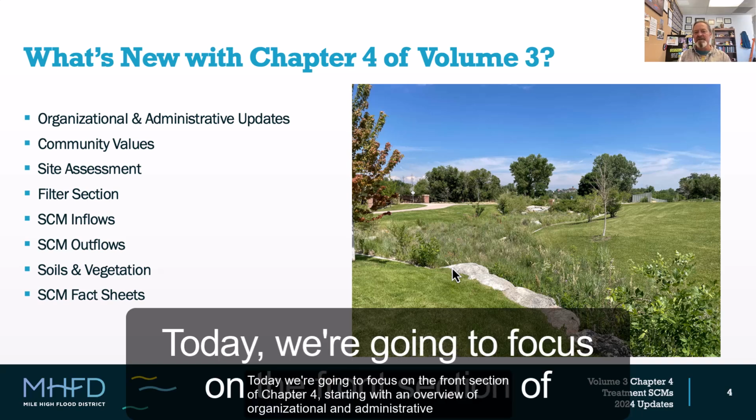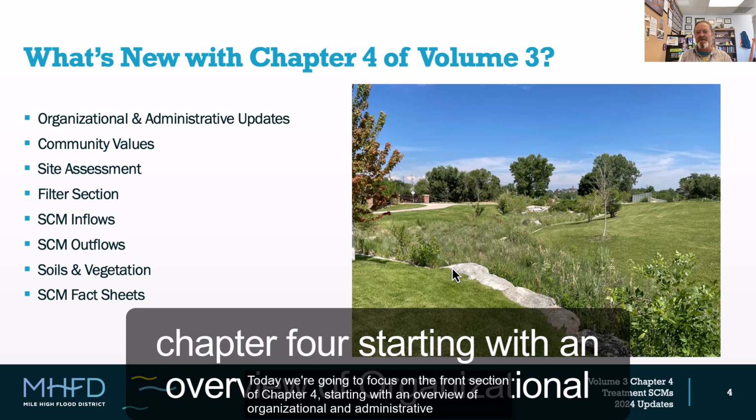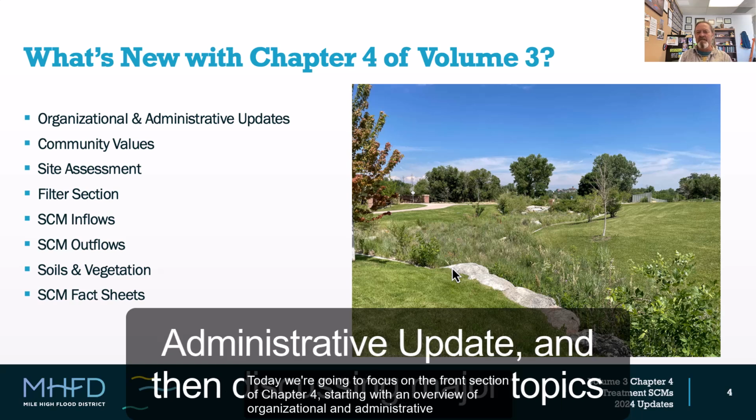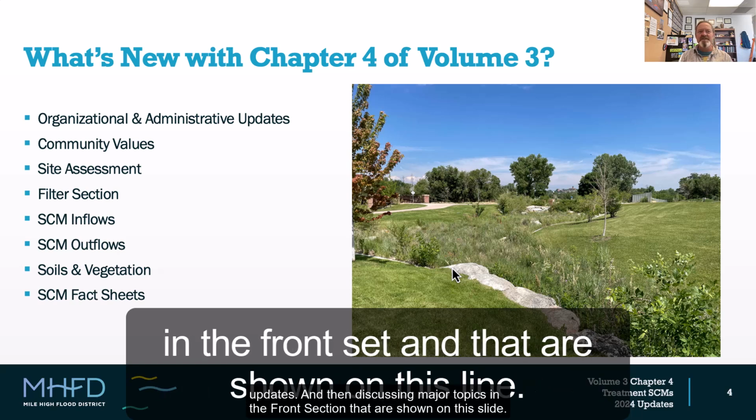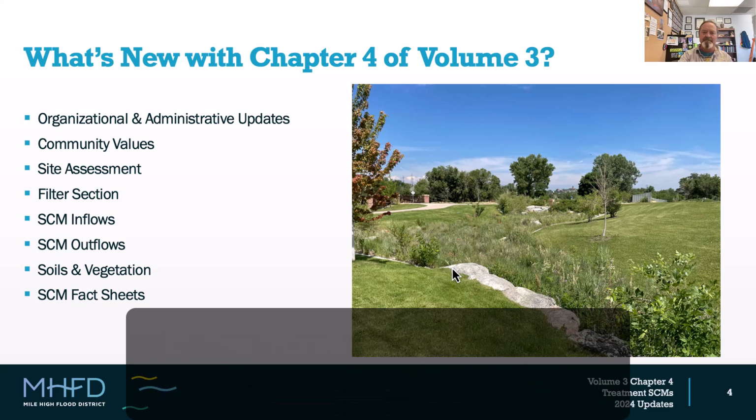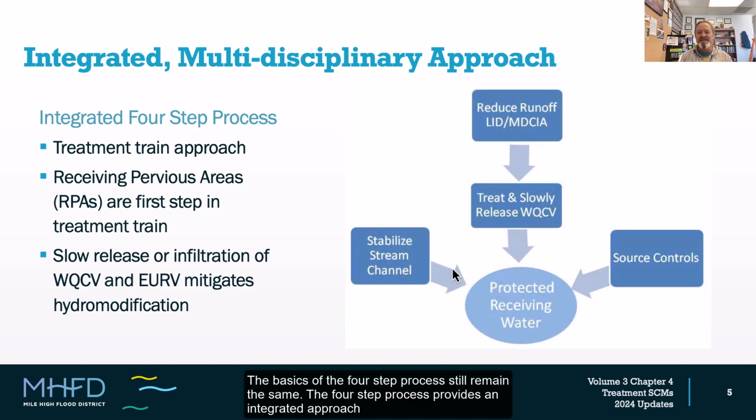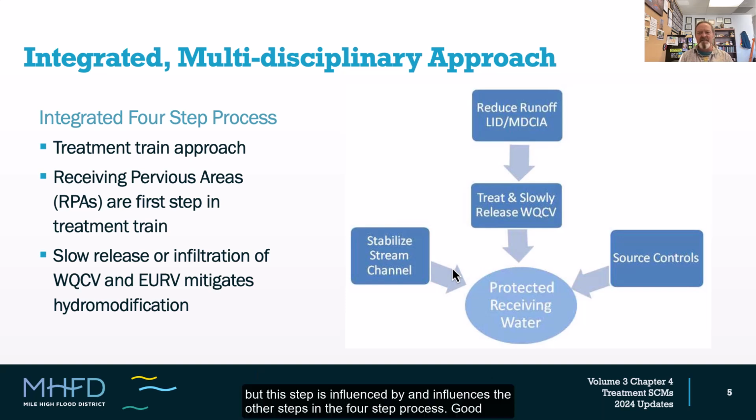Today, we're going to focus on the front section of Chapter 4, starting with an overview of organizational and administrative updates, and then discussing major topics in the front section that are shown on this slide. The basics of the four-step process still remain the same. The four-step process provides an integrated approach to stormwater management. Chapter 4 of Volume 3 focuses on the treat and slowly release step, but this step is influenced by and influences the other steps in the four-step process.